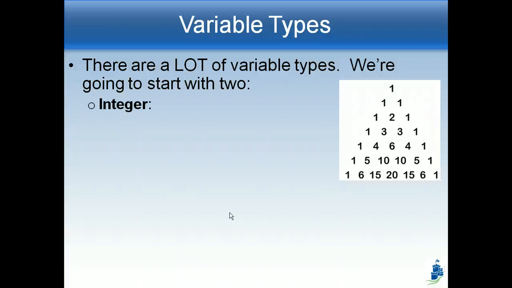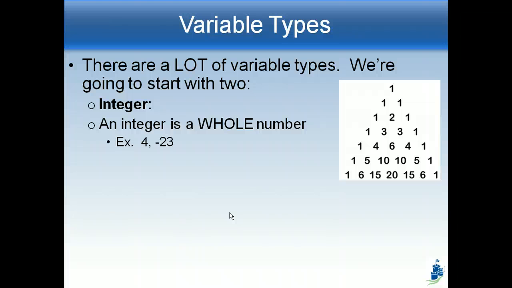The first one is an integer, and you can see, what is this, Pascal's triangle on the right. It's just a bunch of integers in there. An integer is a whole number, okay, not 2.7 or anything like that, just a regular old whole number. Okay, so 4, 23, these are examples of integers.